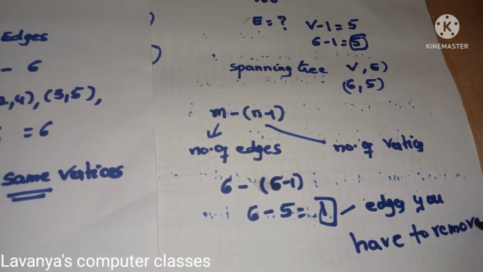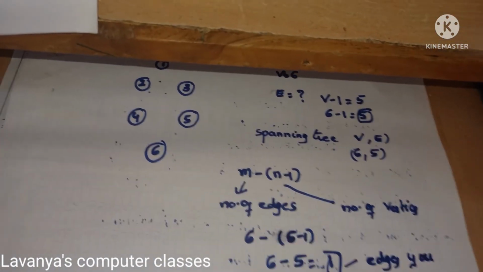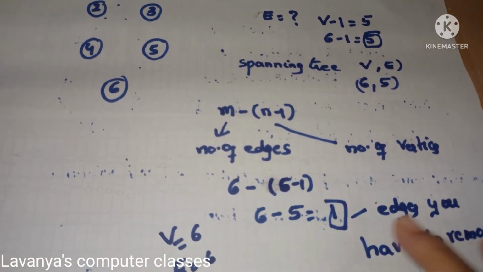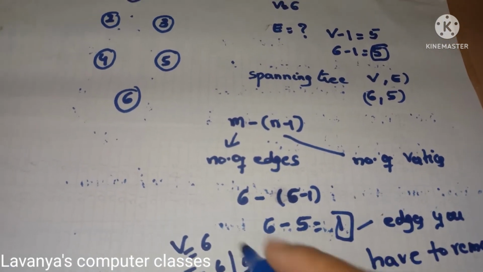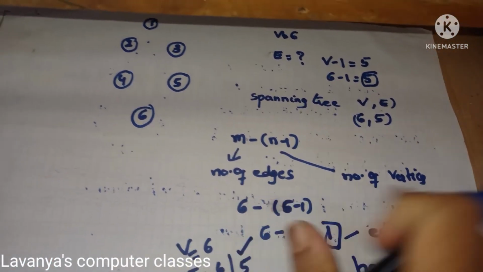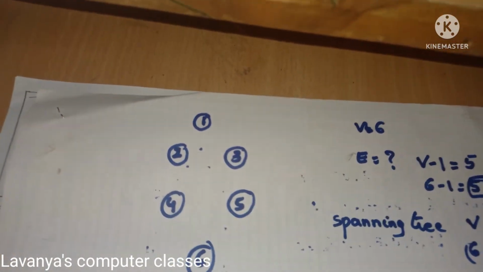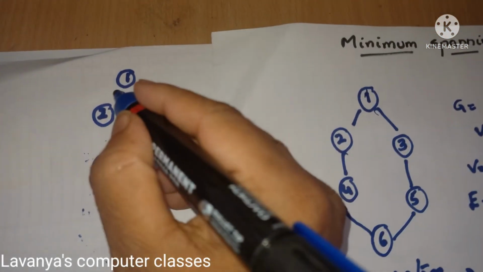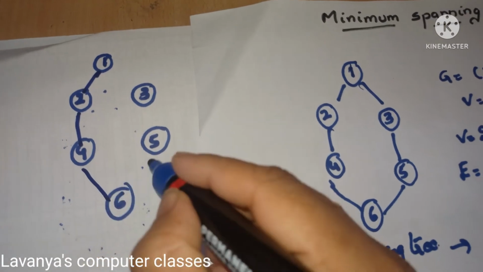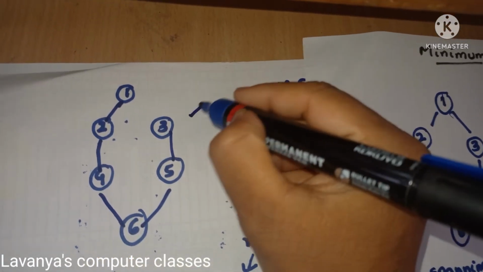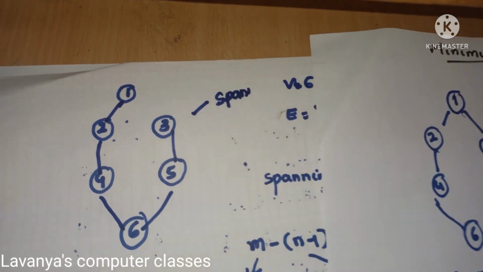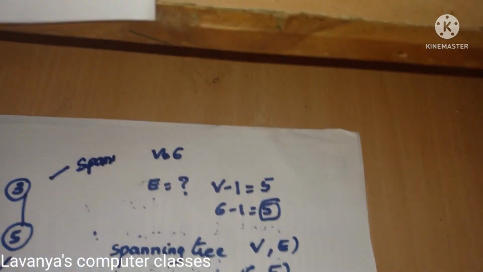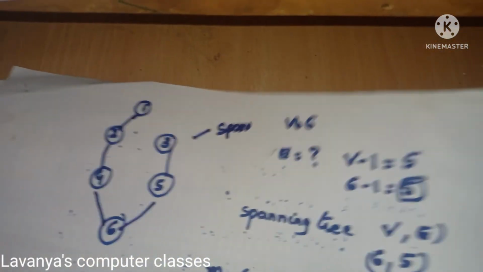So in the original graph, we have 6 edges. In the 6 edges, how many have to remove? 1, according to m minus n minus 1 formula. So in the subgraph, how many vertices we need? That is 6. How many edges we need? Already 6 is there. We have to remove 1. So that is 5. So 5 edges we have to draw on the spanning tree. Here 6 edges are there, but in the spanning tree, any 5 edges. So 1, 2, 3, 4, 5. So this is the spanning tree of your original graph. Vertices are same, but edges we have to remove only. We have to keep only V minus 1. So like that we can draw any number of spanning trees.